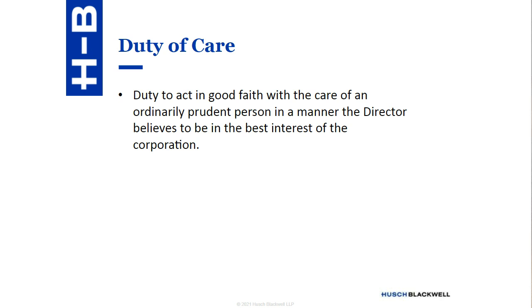The duty to act in good faith. This is a duty to act not negligently, with the focus on the organization, with the care of an ordinarily prudent person. So it's ordinarily prudent. They don't have to be the best or the smartest, just an ordinarily prudent person.